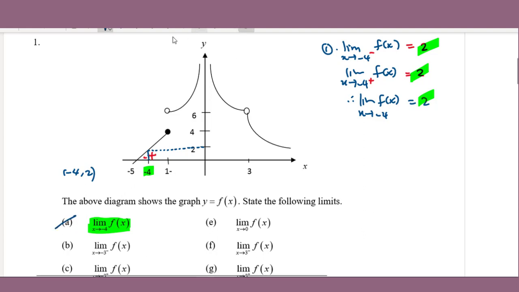For B, find the limit when x approaches -3, from the left. So B is the limit of f(x) as x approaches -3 from the left. Only the left side. Checking the graph, the point is 4. So it is equal to 4. Done for B.